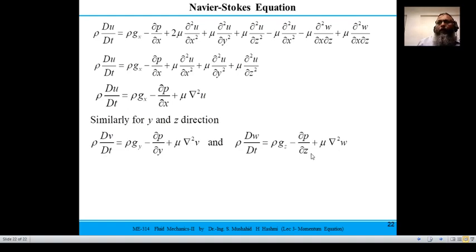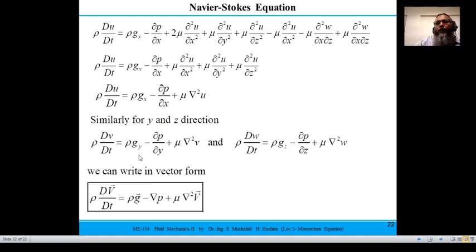So we can combine these three components into a vector form as well. Instead of talking about the x component of velocity, y component, and z component, we can write in terms of a velocity vector V, which has three components, u, v and w. So this would be your rho times acceleration, the inertial force per unit volume. This would be the body force, that is the gravitational force per unit volume. This is the pressure force per unit volume, and this would be the viscous force per unit volume.